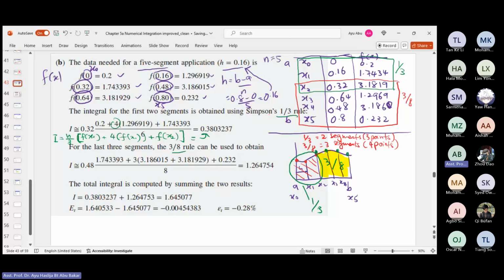If you start from x3, let's say you are confused and you start from x3, there are not enough points, and then you leave out this segment. You will leave out this segment. So that's why we start from x2. x2 is the end point of 1/3, and x2 is the starting point for 3/8.